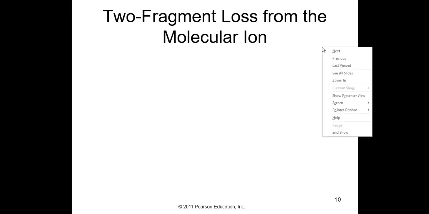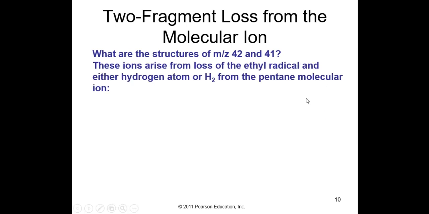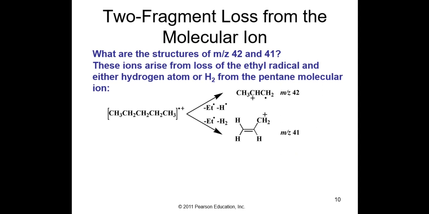Here's a two-fragment loss from the molecular ion. 42 and 41. These ions arise from loss of the ethyl radical in either a hydrogen atom or diatomic hydrogen from the pentane molecular ion. So unusual patterns can occur. Once again, like infrared, analysts with mass spec will try to identify 25 different peaks. We're going to try to fish out 2, 3, maybe 4 or 5 at the most.